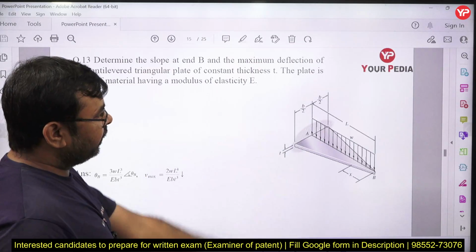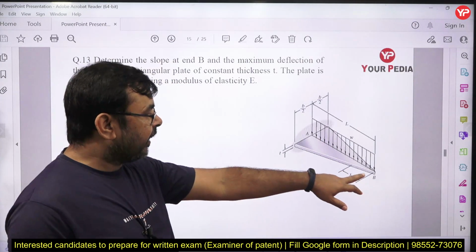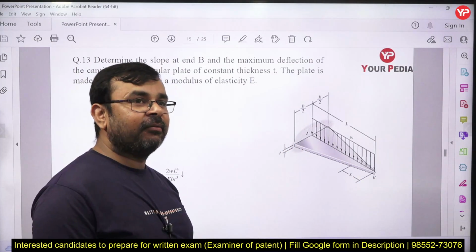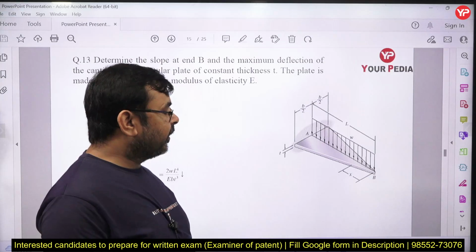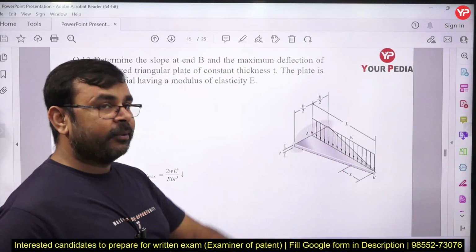And again this is an unsymmetrical type object, yes or no. You can see here that this is a triangular object whose width is varying from 0 to maximum width, but thickness is uniform, thickness is constant, and it is subjected to UDL type, uniformly distributed load.